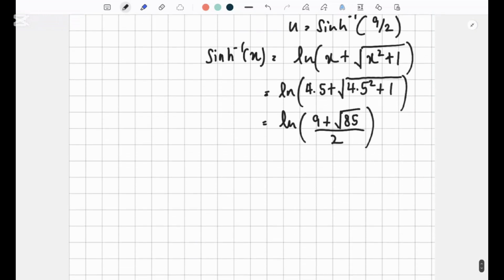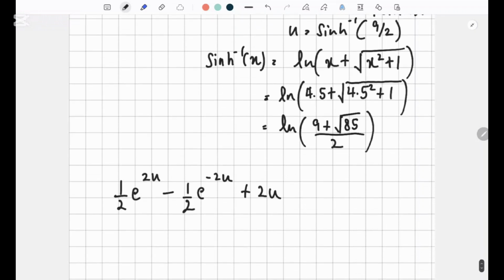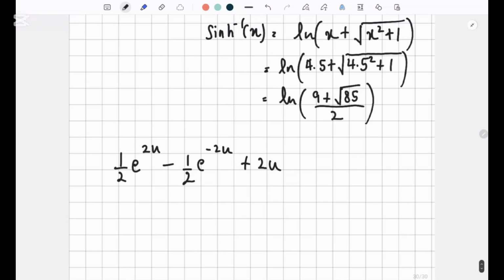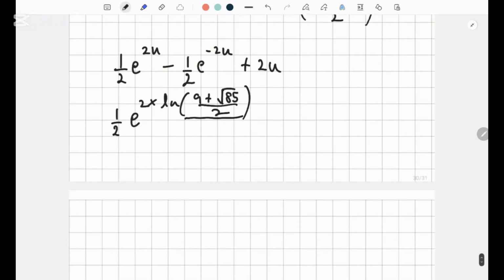So now what you can do is, you had your answers: half e to the power 2u minus half, minus 2u plus 2u. Now let's put in the value instead. So we have half e to the power 2 into ln of 9 plus root 85 over 2. So e to the power ln, whatever you have inside ln is your answer.